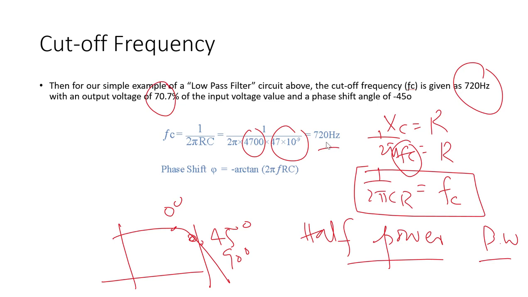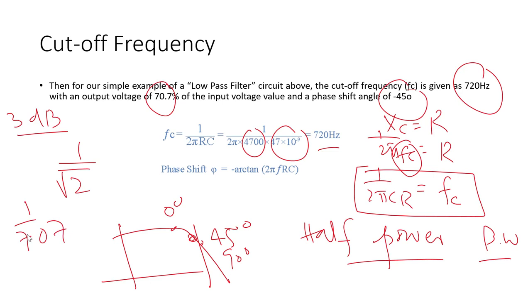So at 720 we will get a 45 degree phase, and we will have 70.7% of the voltage. So 70.7% is actually 1 over under root 2, and 1 over under root 2 in logarithmic scale is 3 dB. So 3 dB bandwidth, half power bandwidth, or 1 over under root 2, which is 0.707. So this 0.707, you might be familiar with it.